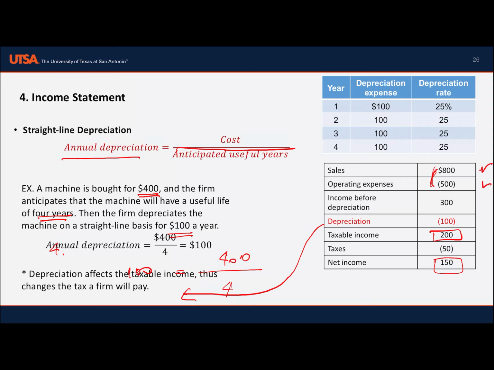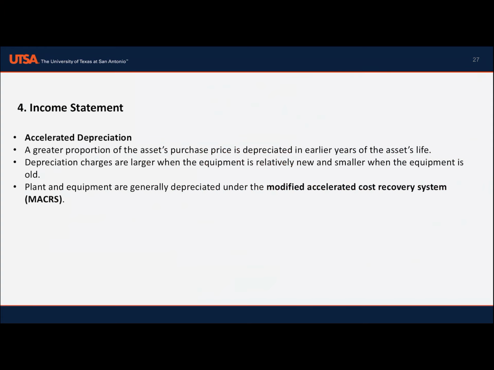So for the first year, the depreciation expense is 100, second year 100, third year 100, and fourth year 100. So the depreciation rate is 25%, because, well, how can we find the depreciation rate? First year 100, and the value is 400, you will have 25%. Similar for second year, and third year, and fourth year.